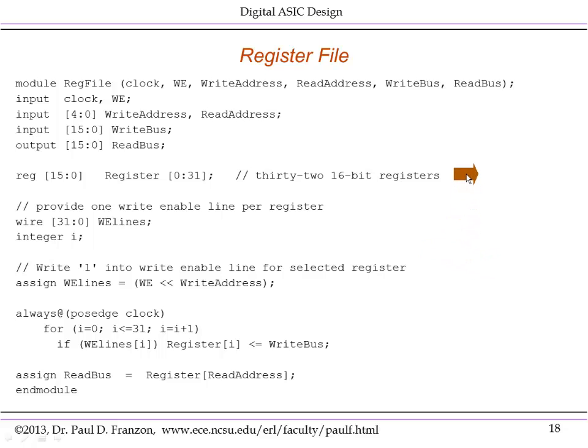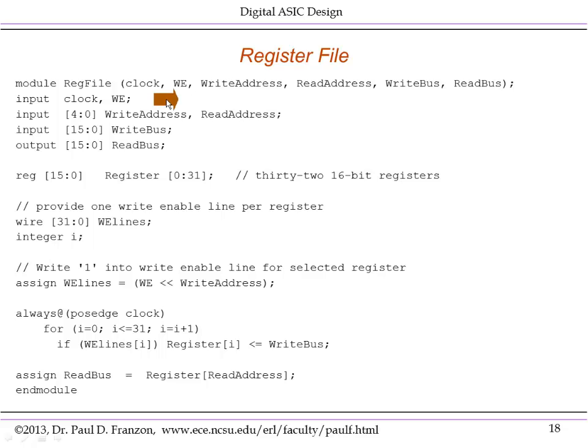So here we're actually going to be building 32 16-bit registers. We're building this as a 1D array of those registers. So each register is 16 bits wide, and there's 32 of them. We're going to have one write bus and read bus going to this register file, one write address and read address going to this register file, as well as a clock for writing, and WE means write enable.